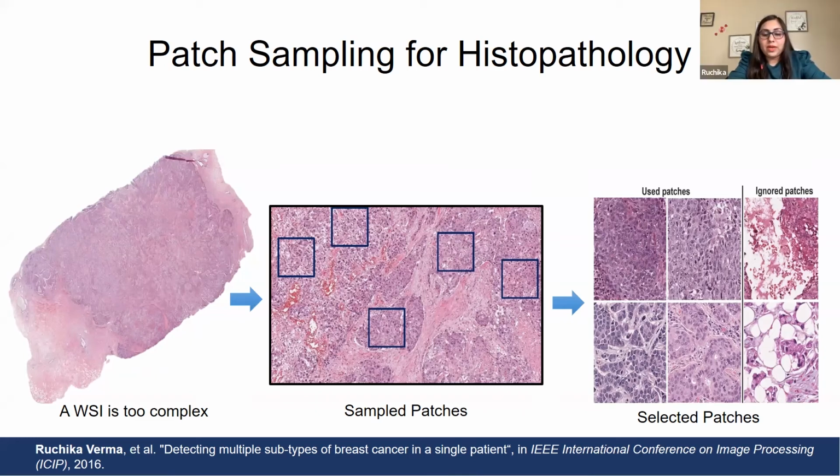So first of all, I just want to clarify the patches were randomly sampled from the tumor region, as shown in the middle. And then we selected patches which should not have a large amount of adipose tissue or background. That selection was done based on the H&E stain separation. Because when we used color normalization, we were able to do stain separation as well. And from the hematoxylin stain concentration, you can tell that this is an image where we have a higher concentration of nuclei and not a background or adipose tissue.